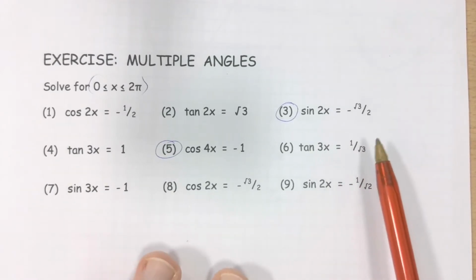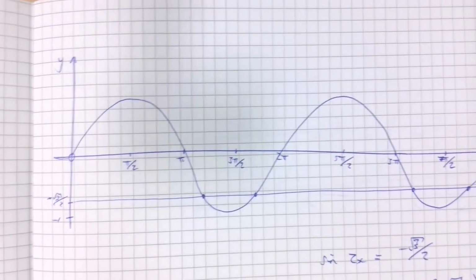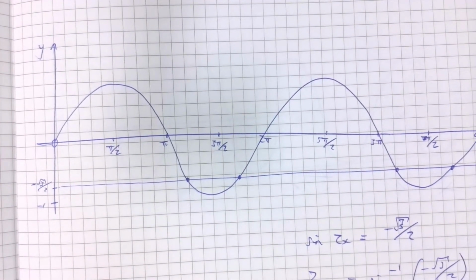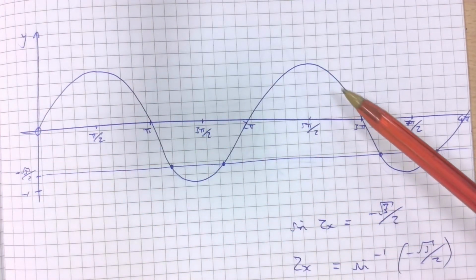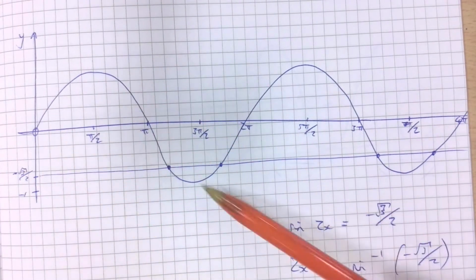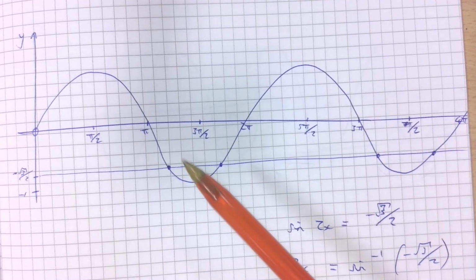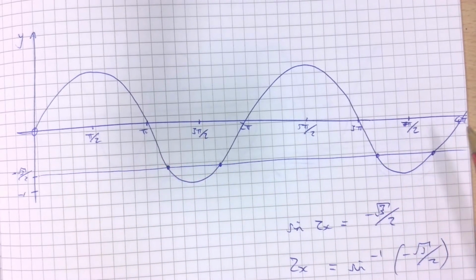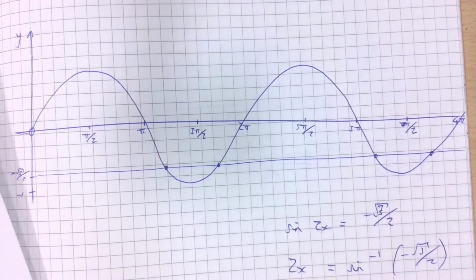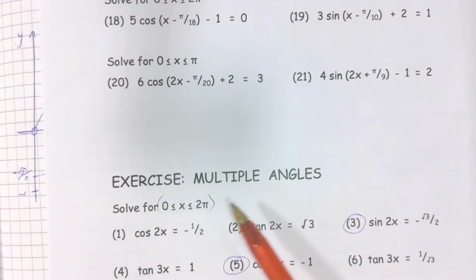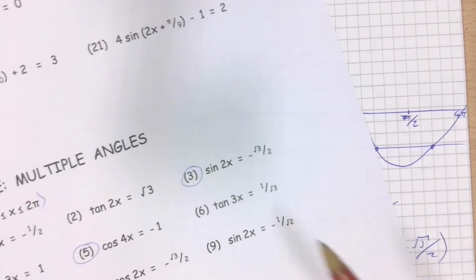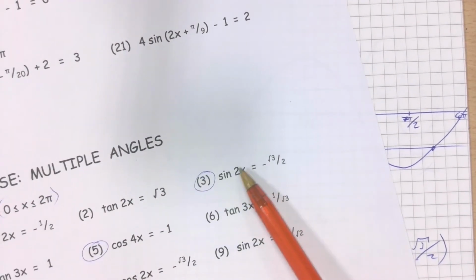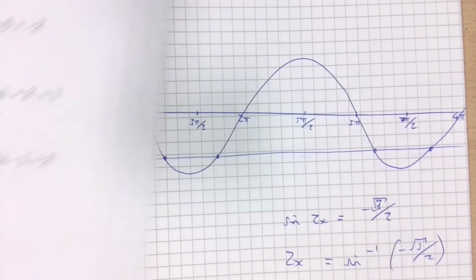Sine 2x equals negative root 3 over 2. I've taken the liberty of drawing out the diagram already, okay? The sine graph. Notice that there are two repetitions. The sine graph repeats, so it goes between 0 and 4 pi instead of 0 and 2 pi. Now I know that the range is between 0 and 2 pi, but just bear with me and pay attention to the fact that it's sine of 2x here. That's the clue I'll give you for now.